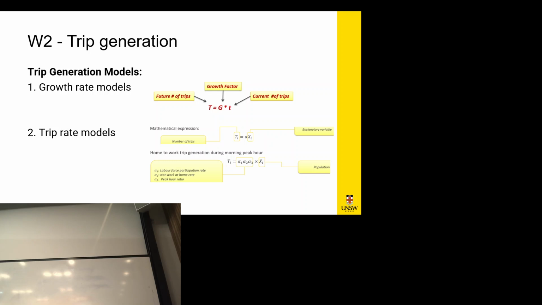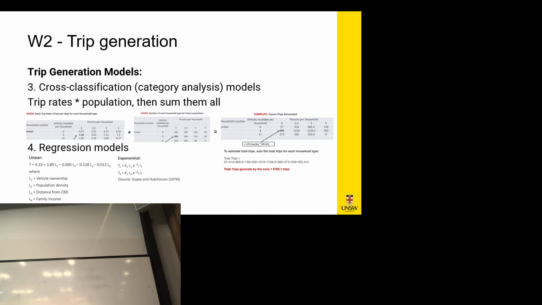You also have trip rate models as well. So the number of trips is based on many different variables, okay? For example, in this case, labour force participation rate, not work at home rate, peak hour ratio, you can just multiply them. And you times that by, so those are the factors, right? Labour force participation rate, not work from home rate, peak hour ratio, and you multiply that by, let's say, population, the explanatory variable. So that's one type of model. 3 is a cross-classification model, category analysis model. So really, for example, we have trip rates, then production, times that by production, right?